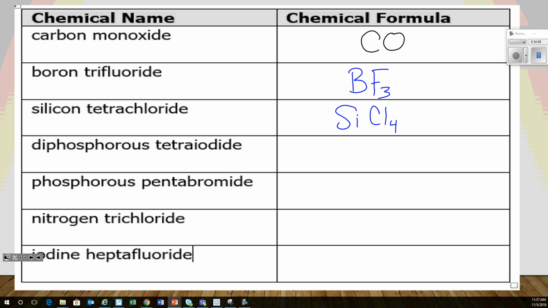Diphosphorus. Uh-oh, what do I do here? 2. What do I write? P subscript 2, good. Tetraiodide. What do I do there? Iodine, remember iodine has the top and bottom caps. And then 4 is tetra, good. Quickly do the next 3. Let's see if you do it right.